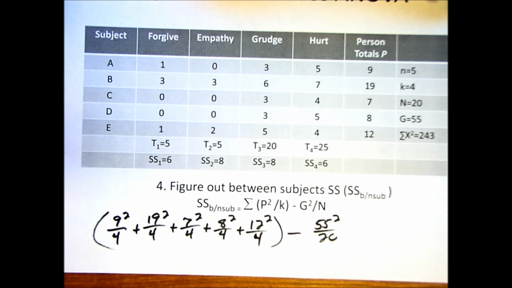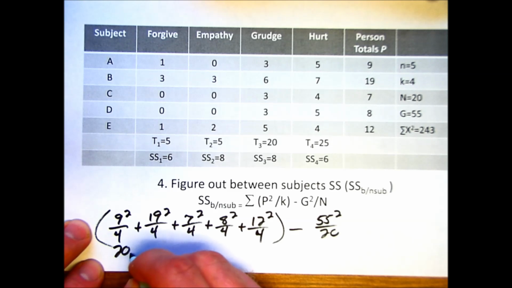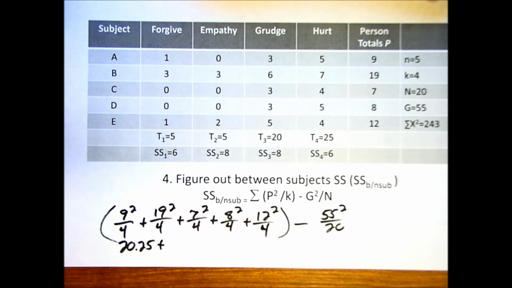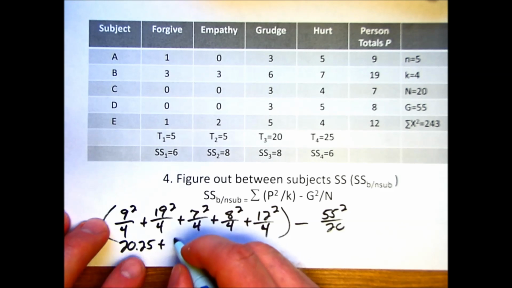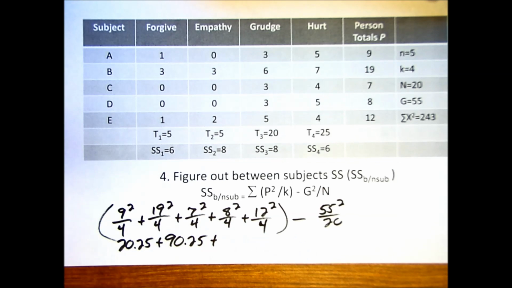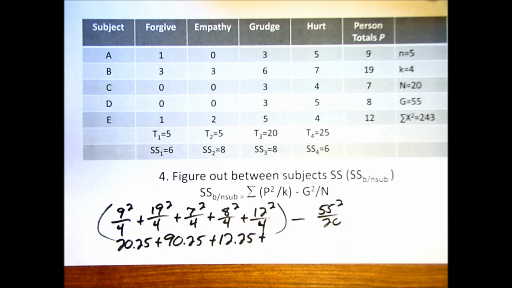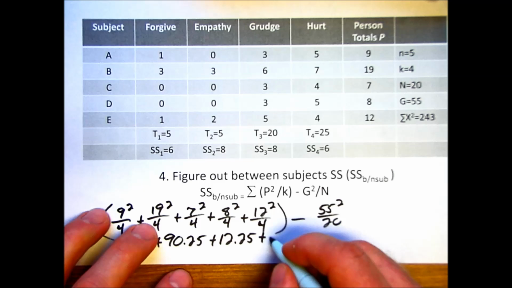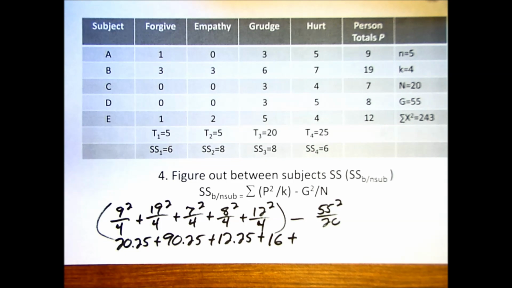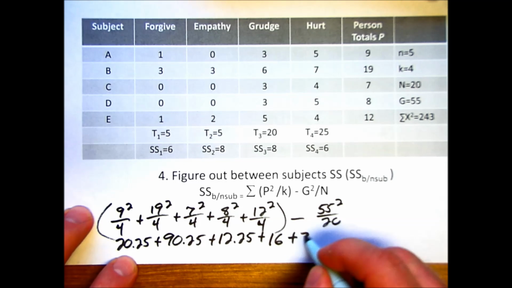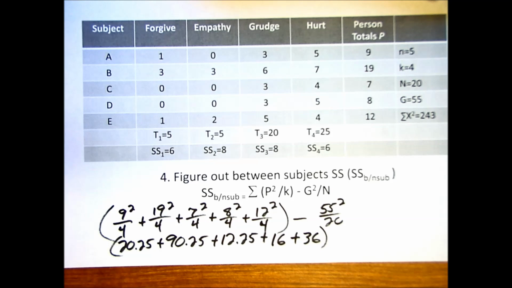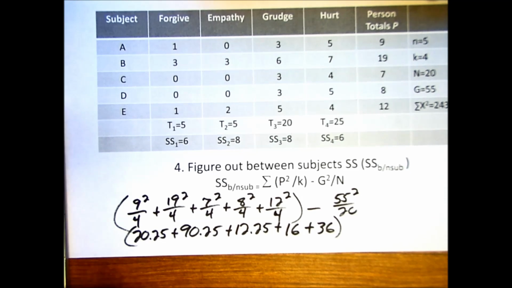So 9 squared divided by 4, 20.25, plus 19 squared divided by 4, 90.25, plus 7 squared divided by 4, 12.25, plus 8 squared divided by 4, 16, plus 12 squared divided by 4, 36. We add those all up together, and we get 174.75.